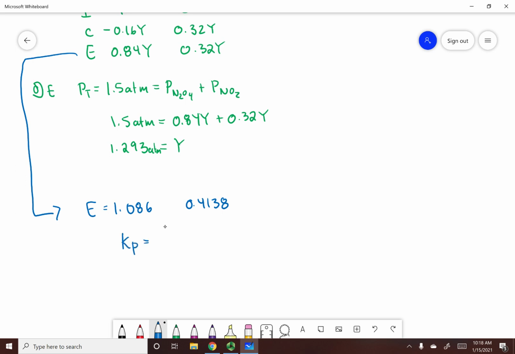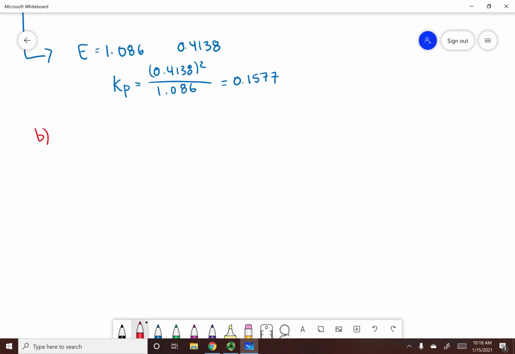And now I can go ahead and calculate my Kp. It's going to be my products, 0.4138 squared over my reactants, 1.086. This gets me a Kp value of 0.1577. So let's go ahead and do part B.